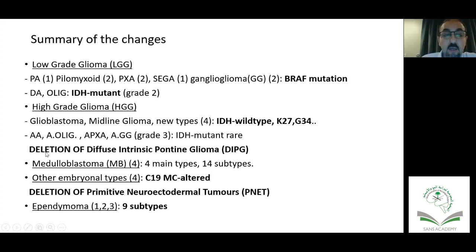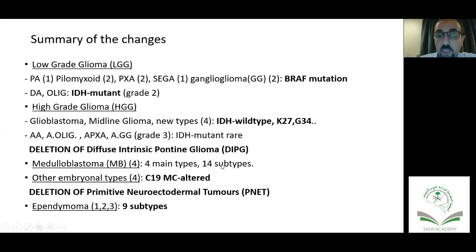Now, a major change. This name, DIPG, which is diffuse intrinsic pontine glioma, has been removed now. So we don't call it brainstem glioma. We don't use the term brainstem glioma or DIPG. It is replaced by midline glioma, and we'll explain why in the next few slides. We are not saying DIPG anymore, and we have to call them midline glioma now. So that's the major change.